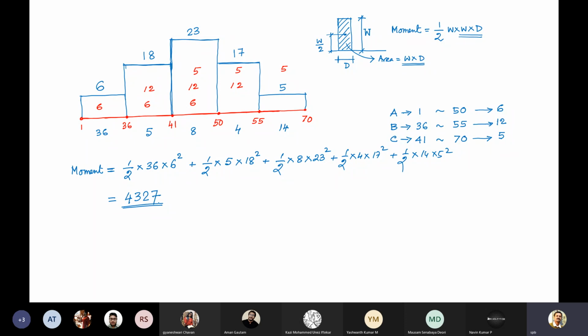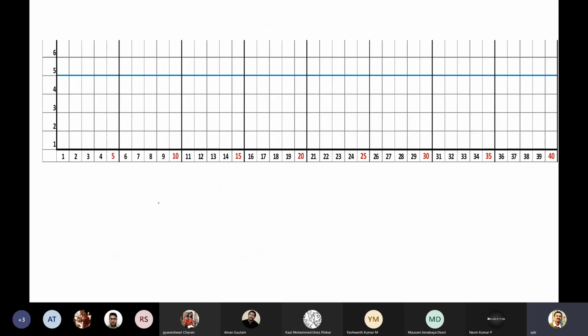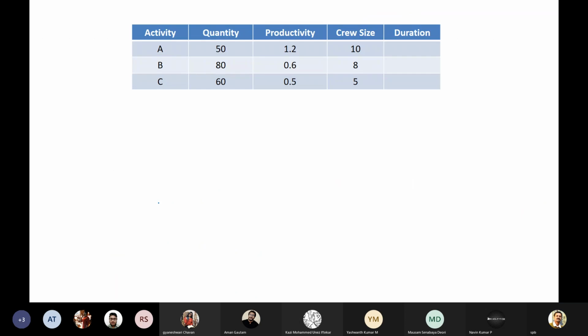And 70 days is the project completion time, and your total moment about the duration and the manpower is 4,327, which is the indicator of normalcy or smoothing or leveling. I know I cannot level it properly, but I can go for some other alternative to see if it can be leveled. So I will go with the same problem with some other chart. Now I have changed the queue size, and finally I will have the same 23 queue size.